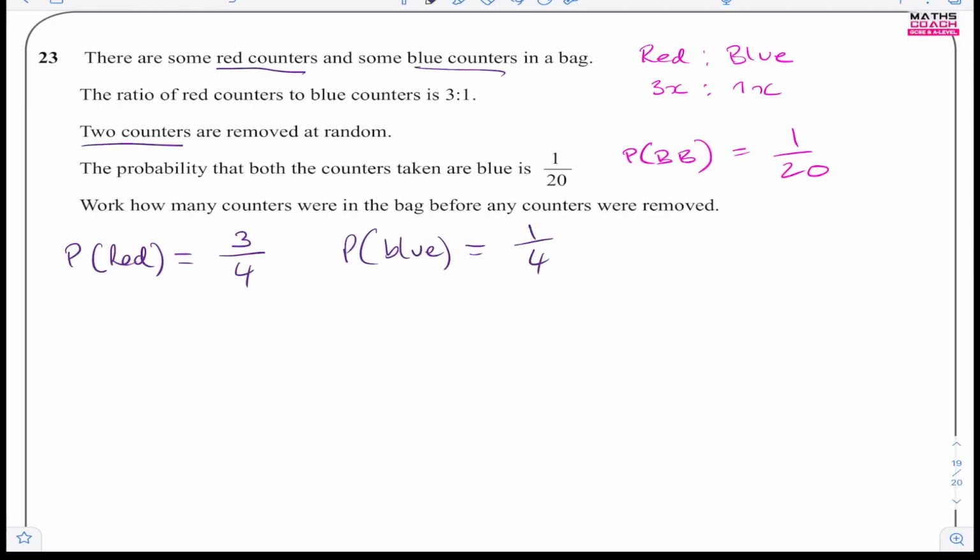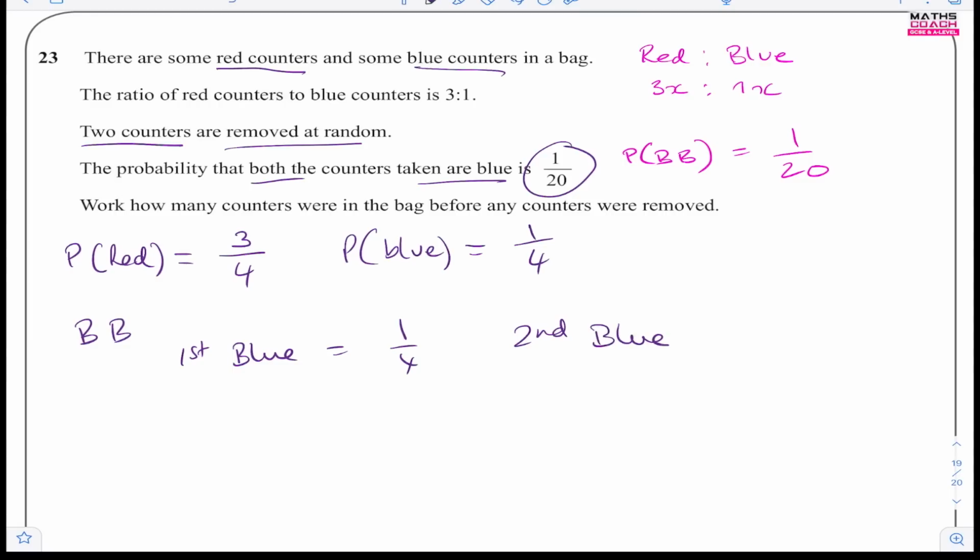Now, we know that two counters are removed at random, and we've been given the probability that both these counters being blue is 1 out of 20. But what's the answer that leads up to 1 over 20? Well, we want the probability of a blue and a blue. Now the probability of the first being blue is 1 out of 4. What's the probability of the second one being blue?